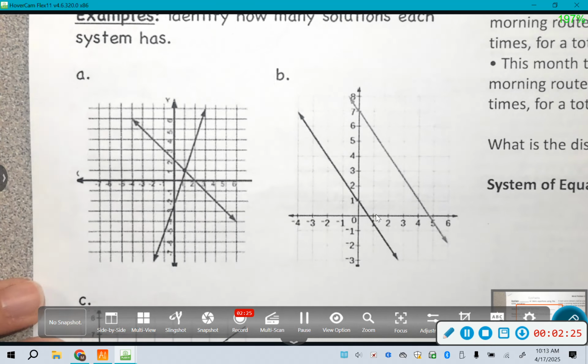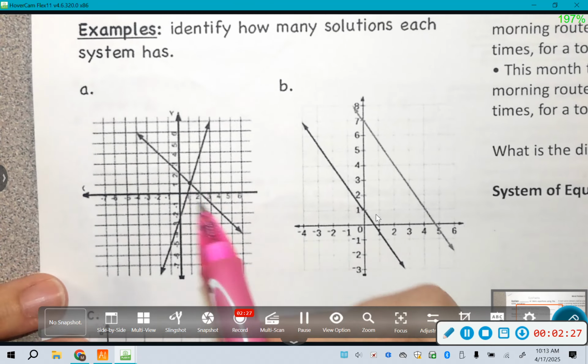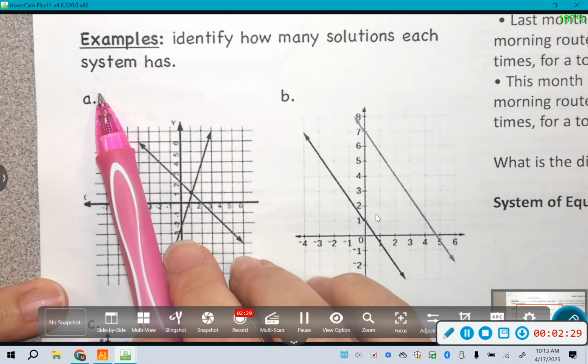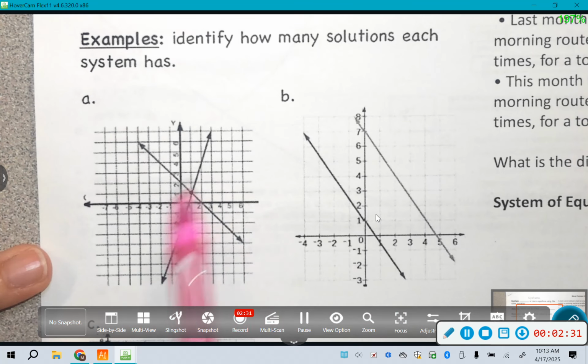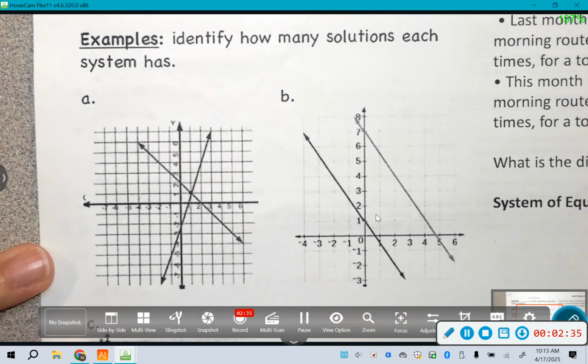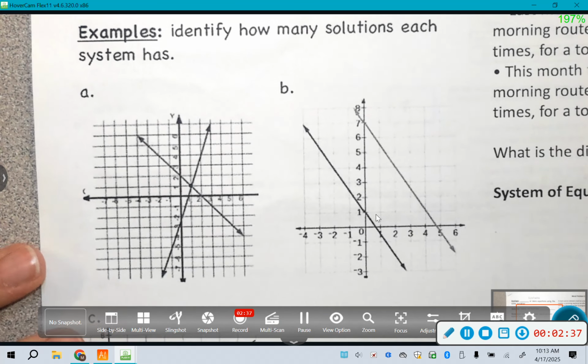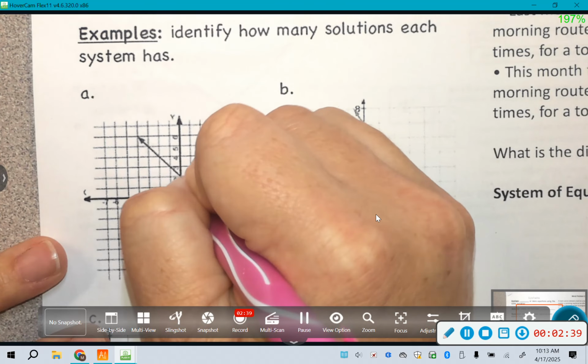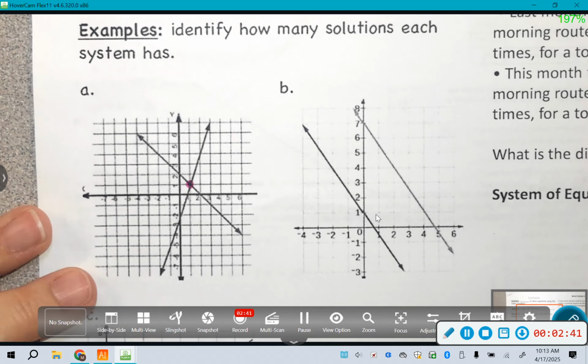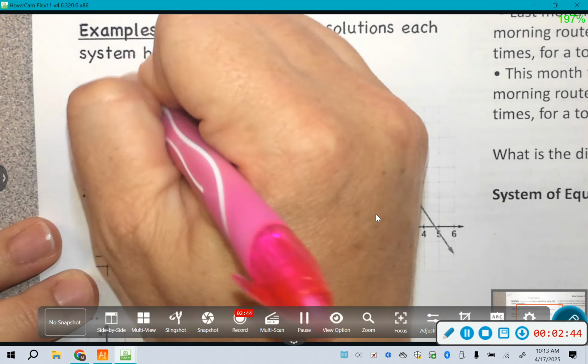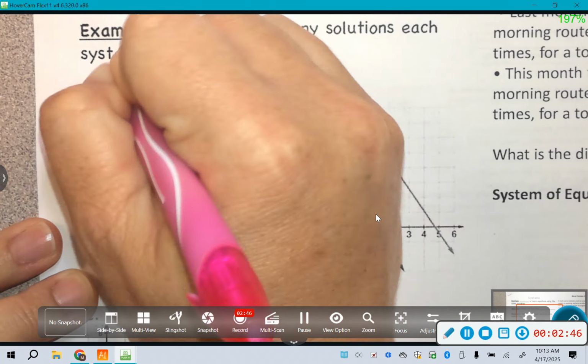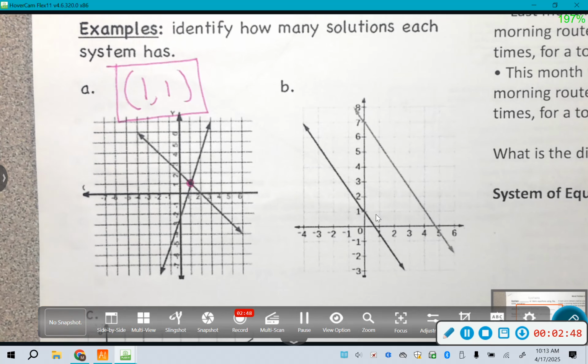So our examples, here's two of them. What I want you to realize is it says identify how many solutions the system has. How many solutions does this have? One. However, if I ever asked you what's the solution, are you going to say one solution? No, you're going to tell me the point. So yes, it has one solution, but what is the solution? 1, 1. So that is my solution to A.